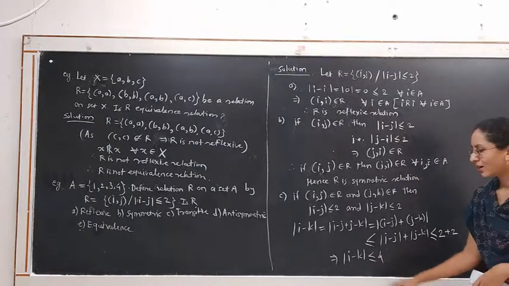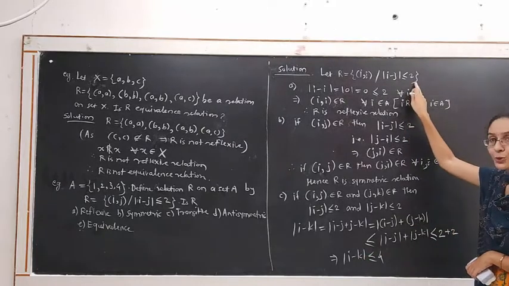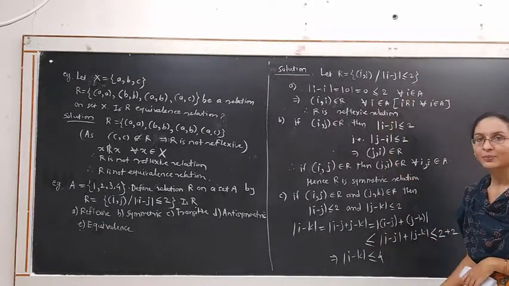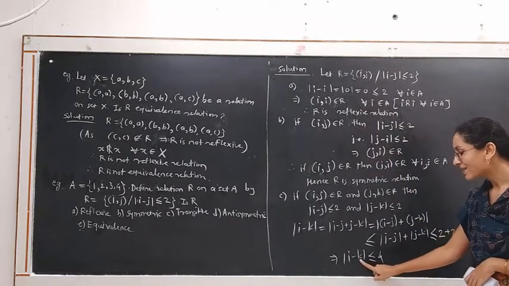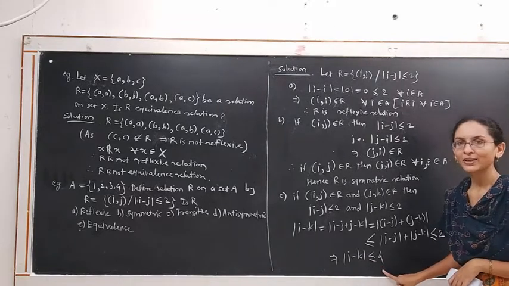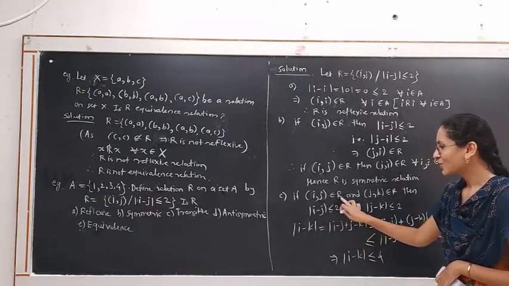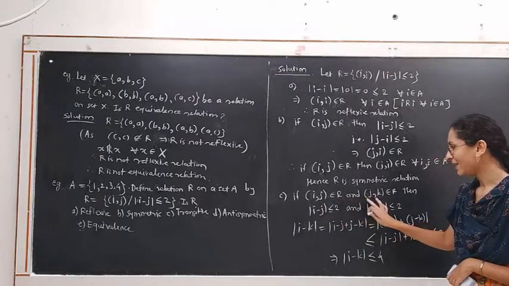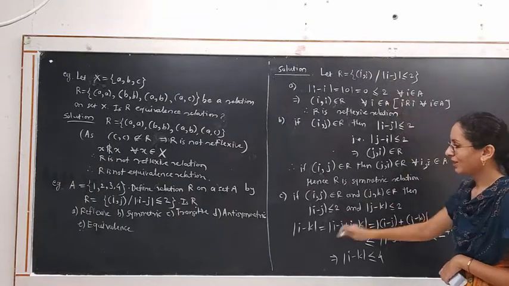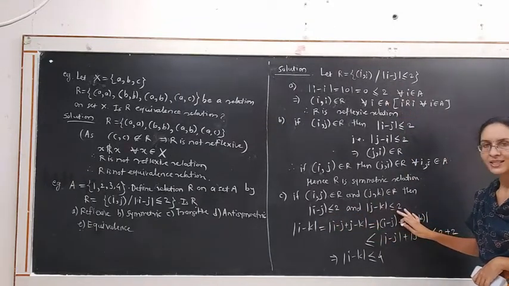What do we want? If mod of i minus k is less than or equal to 2, then the ordered pair (i, k) belongs to the set R. But here, mod of i minus k is not less than or equal to 2. It is less than or equal to 4. See? If (i, j) belongs to set R and (j, k) belongs to set R, by this definition of relation, mod of i minus j is less than or equal to 2, and mod of j minus k is less than or equal to 2.